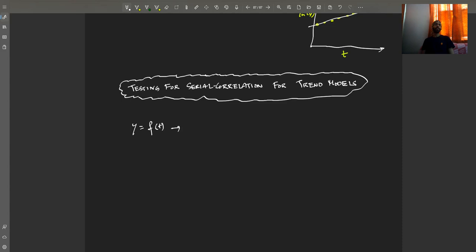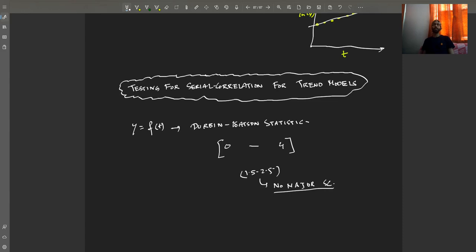Now friends, there is a test statistic called Durbin-Watson statistic. Now the value of Durbin-Watson statistic ranges from 0 to 4 approximately. Okay, a value, let's say around 1.5 to 2.5 is considered okay. That means here there is no major serial correlation.